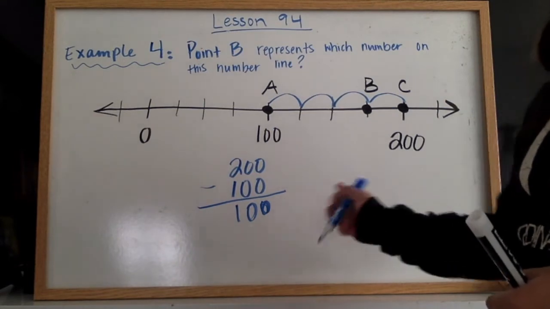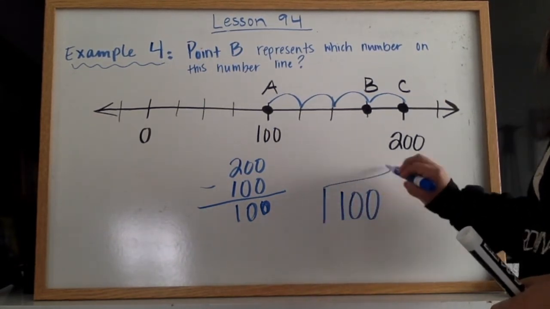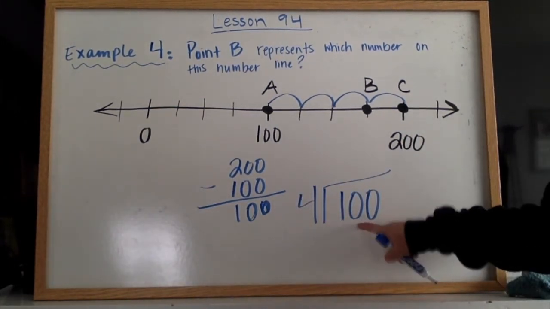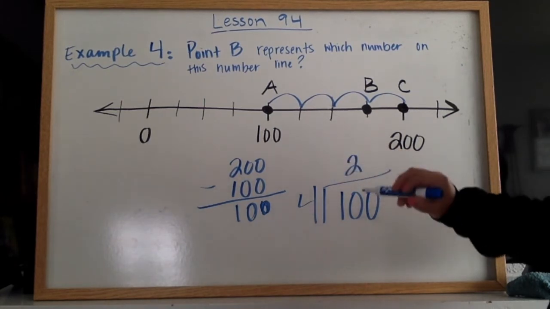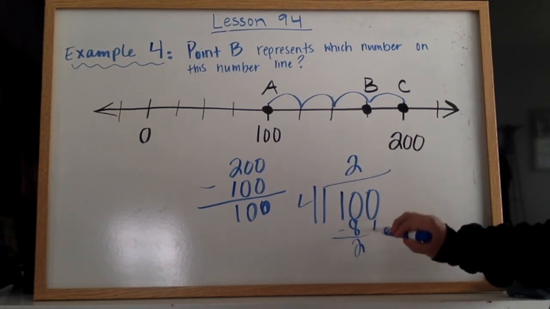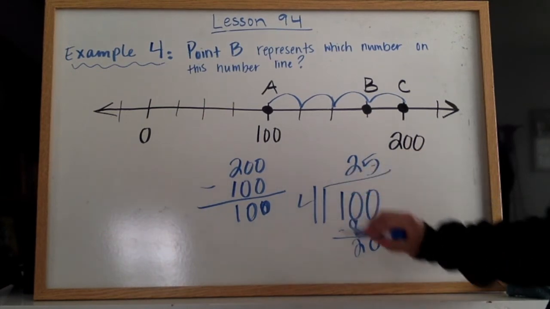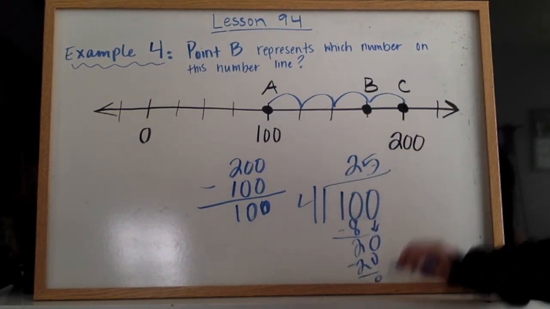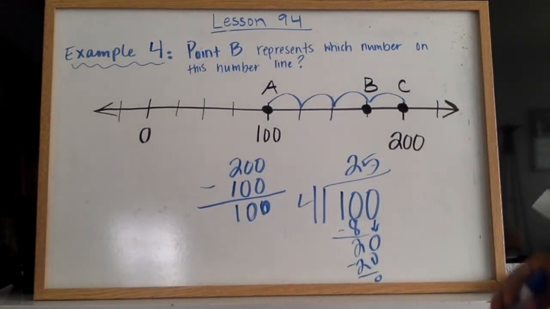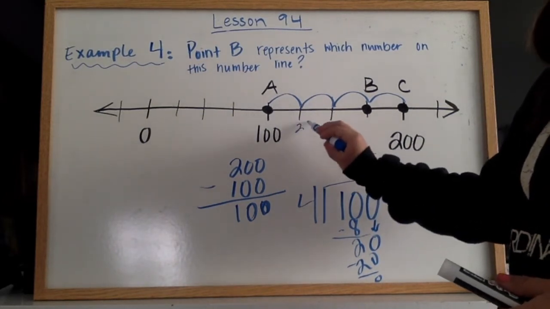But if you aren't so sure, you can actually divide this. 100 divided by 4. 4 goes into 10 twice. 2 times 4 is 8. When I subtract, I get 2. Bring down this 0. 4 goes into 20 5 times. 5 times 4 is 20. Subtract to get 0, and there's nothing left to bring down. So we were right to think to use quarters. So that means for every time you jump, that's another 25.